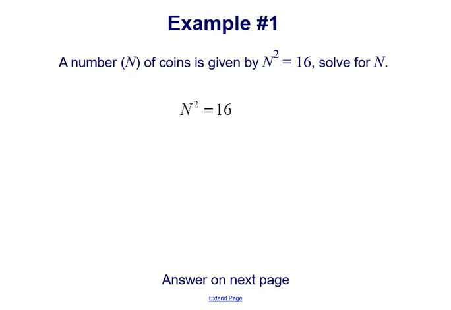So our first example is we have a number n of coins is given by the equation n squared equals 16, and we're told to solve for n. So if we have our equation n squared equals 16 and we go to take the square root of both sides to solve for n, think, are we going to have the positive square root only, the negative square root of 16 only, or do we want both the positive and the negative square root of 16 for our answer?